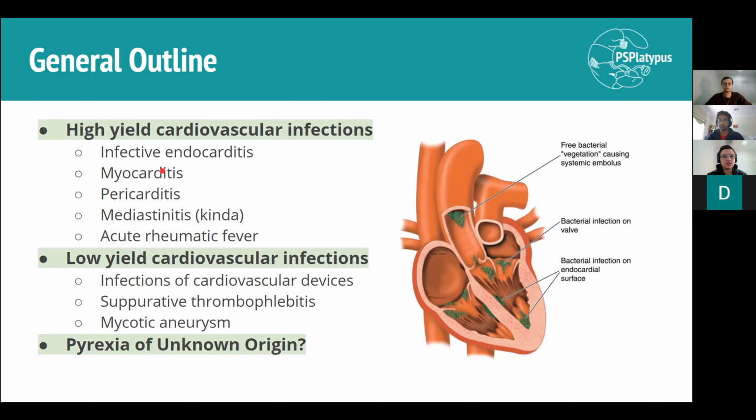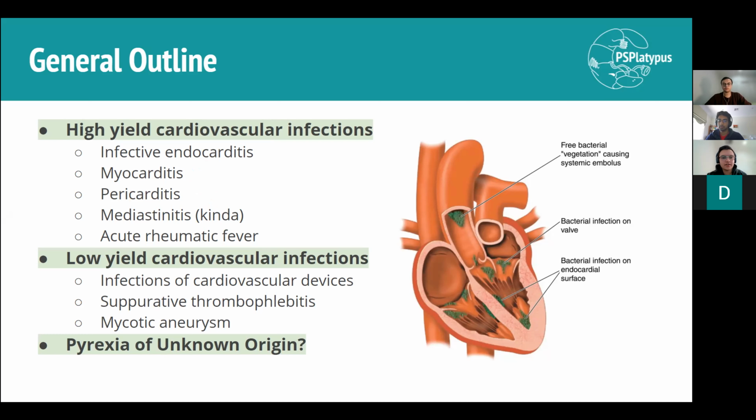I'm not sure if you guys have covered, actually you probably wouldn't have covered the anatomy of the heart yet, so this might require a little bit more explanation, but these are just the infections of different layers of the heart. So you've got endocarditis, myocarditis, pericarditis, and then going out to mediastinitis. You've also got acute rheumatic fever, which is an autoimmune condition, which we'll cover soon.